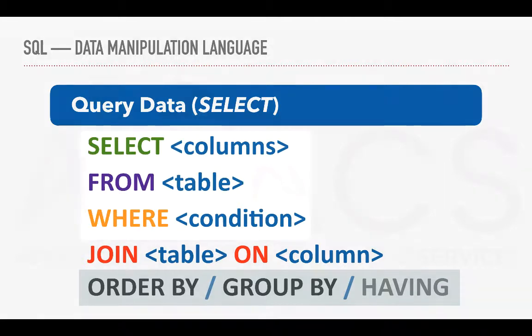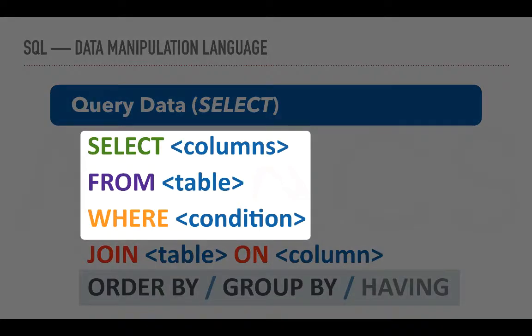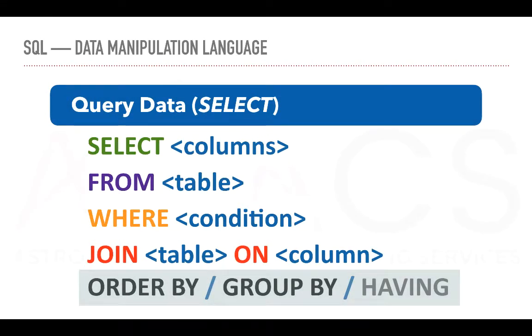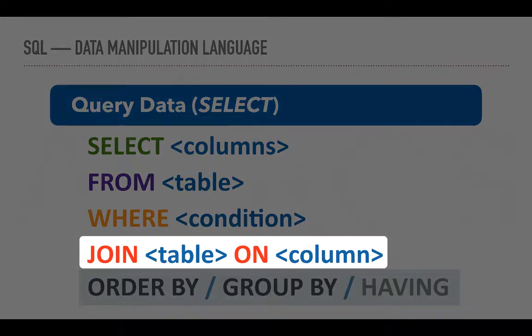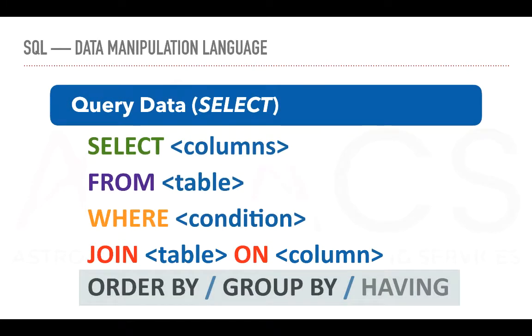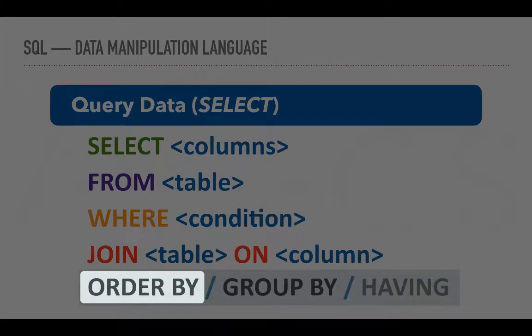We can read it as select some columns, from some tables, where some condition applies. In that sense, it's quite close to natural language. We can specify how two tables are linked together using the join clause and specifying on which columns they are linked. As we mentioned earlier in the tutorial, items in the tables are unordered. In this case, the order by clause will be used to sort the results of our query.